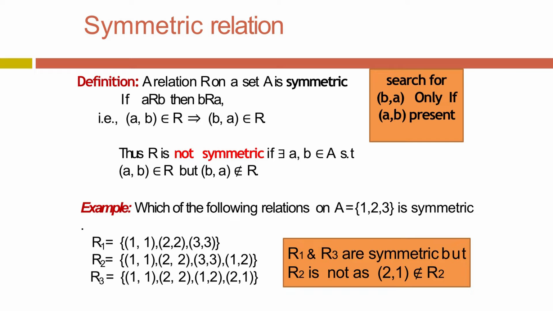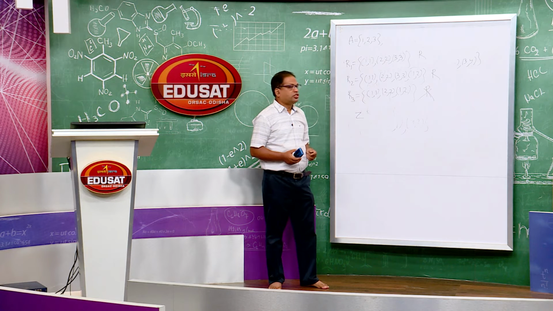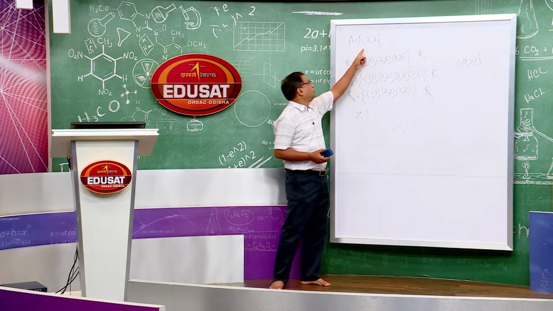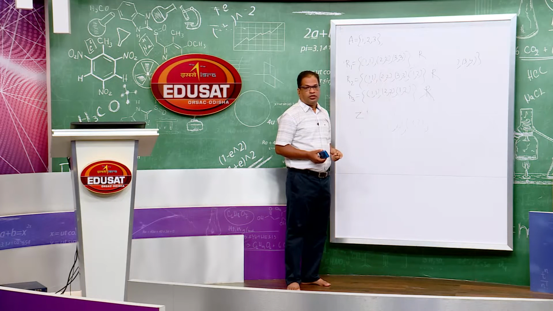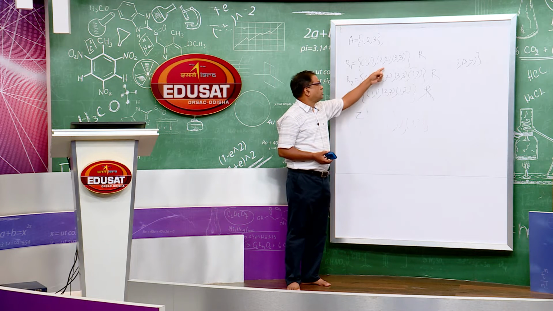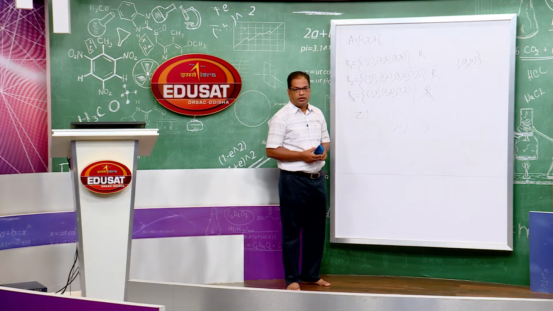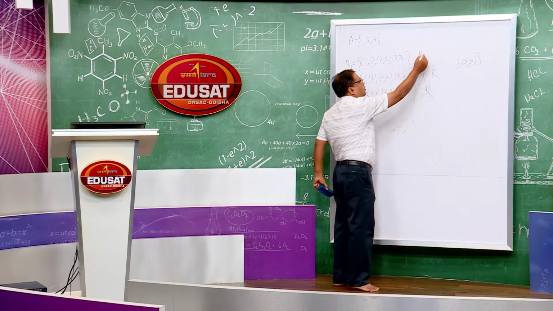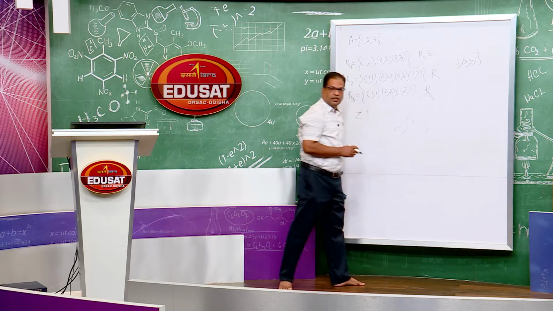But when R is not symmetric, if (a, b) is present, (b, a) is not present. Let us discuss the same example again. The set A is {1, 2, 3} and R1 = {(1,1), (2,2), (3,3)}. This is already reflexive. Whether this is symmetric: if (1,2) is present, we will search for (2,1). Here (1,2) is not present, so we will not search for (2,1). (2,3) is not present, so we will not search for (3,2). So, this is automatically symmetric.